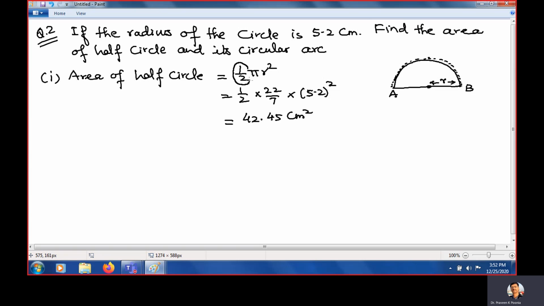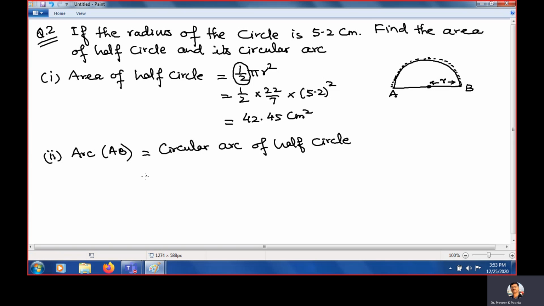So you need to multiply by half here to get the area of the half circle. And if this is arc AB, or circular arc of the half circle, it will be, what was it? It was 2 pi r. So we will multiply by 1 upon 2. 2 cancels. So what is the answer? Pi r only. Pi means 22 upon 7 into 5.2. So if you multiply all these things, you will get 16.33 centimeter.